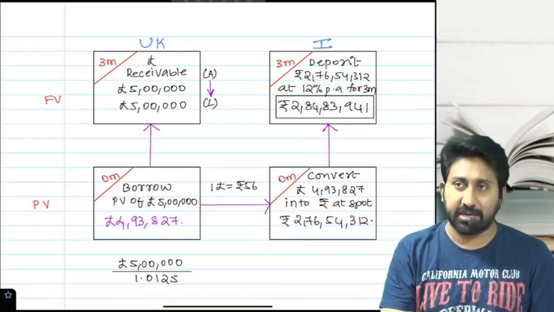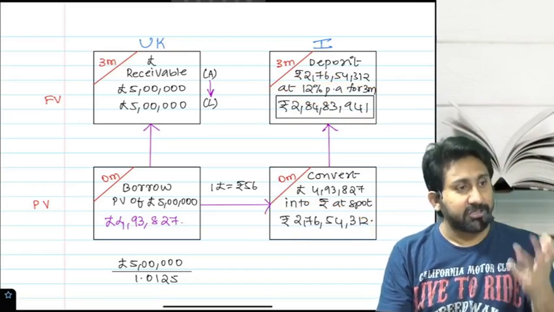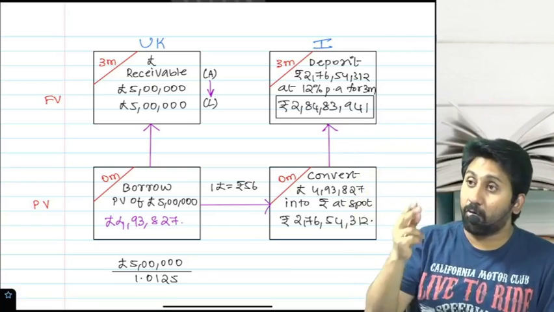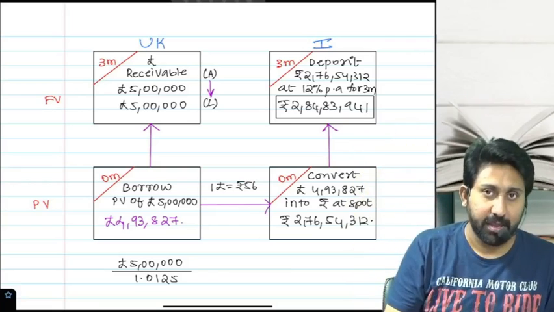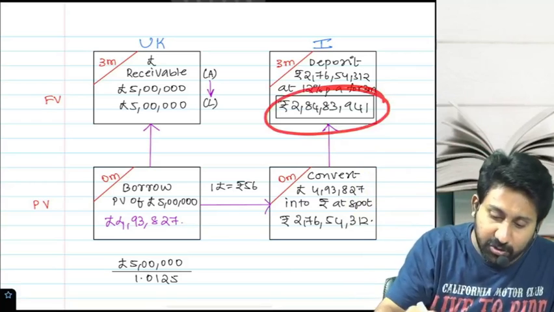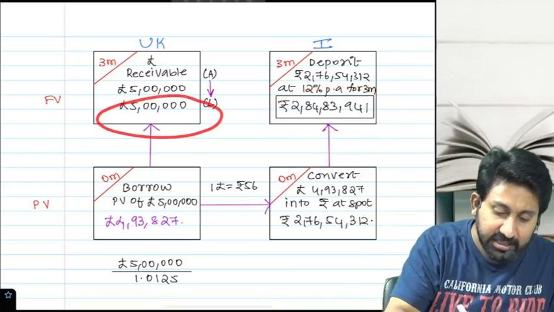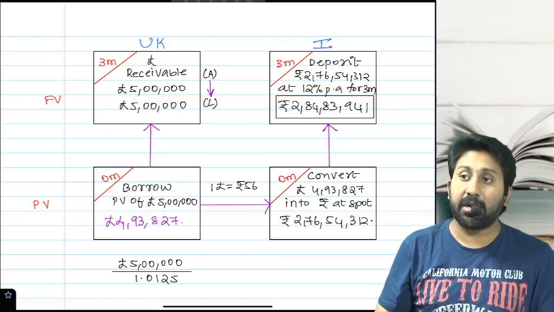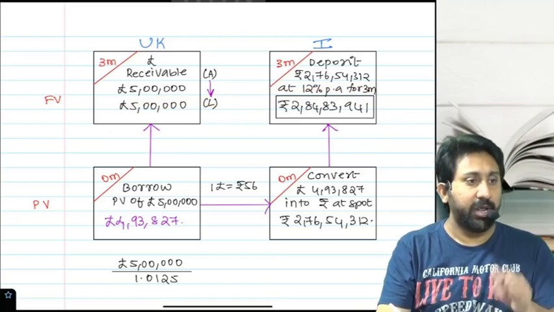Certain, uncertain, certain. Everything is certain. There is no uncertainty. Issues may happen in the future, but what will happen, I know today itself. That means all these cash flows, whatever you are seeing here, are future cash flows. But I can tell these future cash flows today itself.